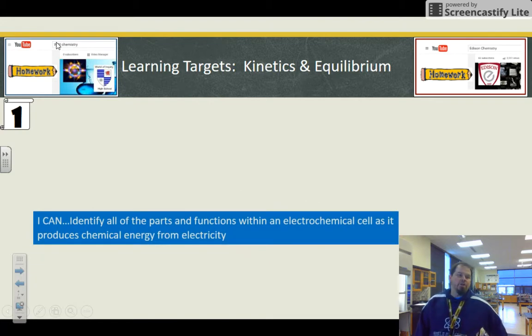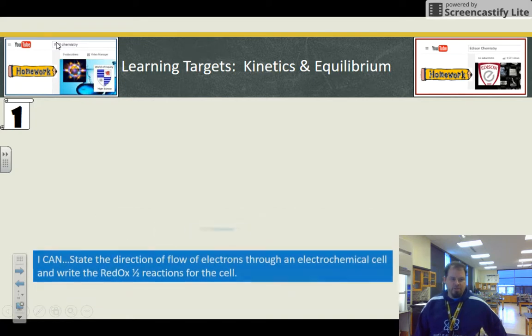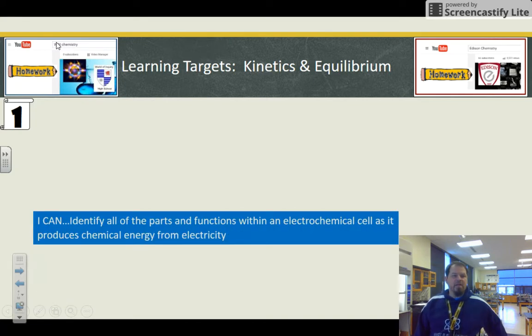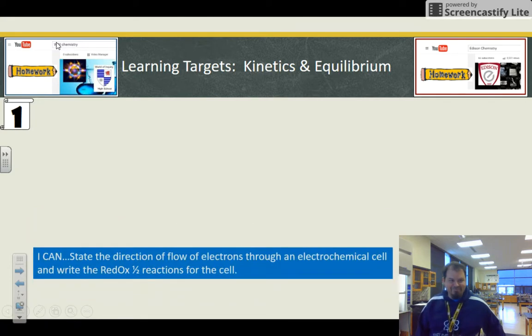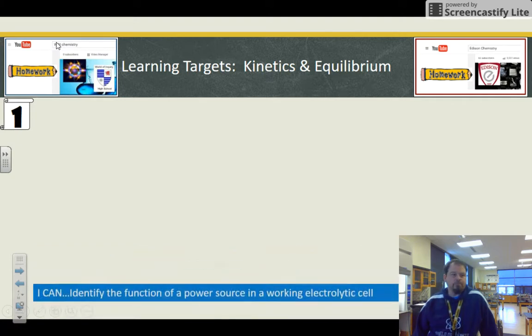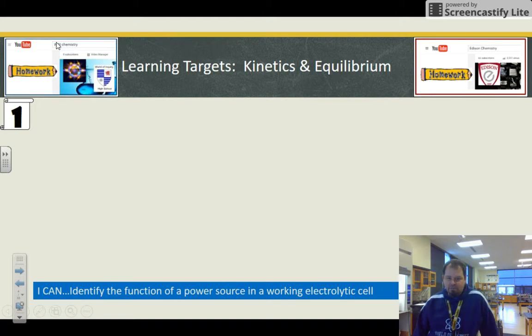All right. You will be able to say, I can identify all the parts and functions of an electrochemical cell, or in other words, a battery, because it produces electricity from chemical energy. Sorry, let me go back. Chemical energy from electricity. It doesn't produce chemical electricity. There's no such thing. I can state the direction of flow of electrons through said electrochemical cell, and more importantly, write the redox half reactions for that cell. That's the real deal for this unit right there. I can identify the function of a power source in a working electrolytic cell.